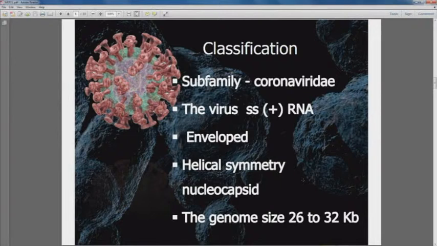Okay, when I wanted to classify this virus, the virus is a species that belongs to a subfamily called Coronaviridae. The virus is enveloped with a single-strand, positive-sense RNA. The genome has a helical symmetry of nucleocapsids. The genome size ranges from 26 to 32 kilobases. It is one of the largest RNA viruses.